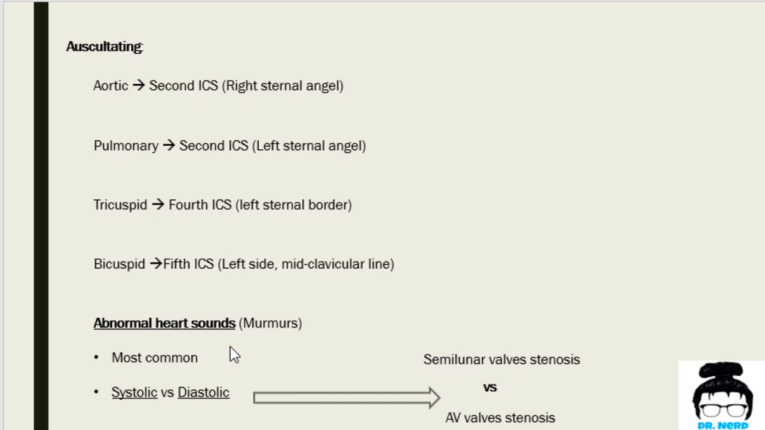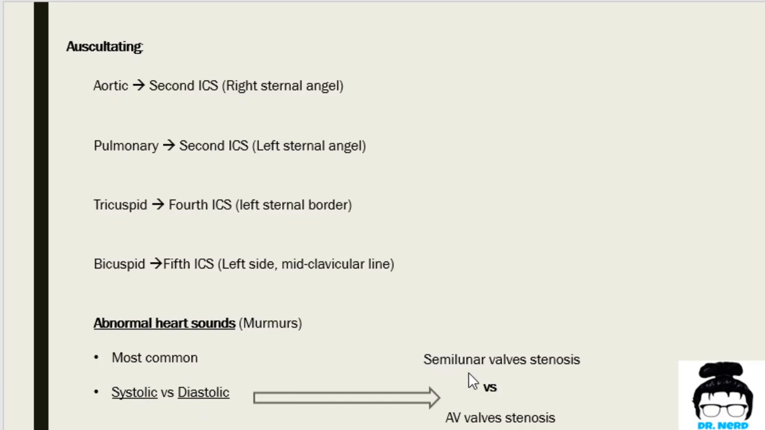Two things you have to know about murmurs at this point. The most commonly vulnerable valves are the aortic and the bicuspid or the mitral valve. Hence, they are the most common to produce murmurs. Now there is this term which is quite important, and I underlined it, which is systolic murmurs versus diastolic murmurs, meaning murmurs that are heard during diastole and murmurs that are heard during systole.